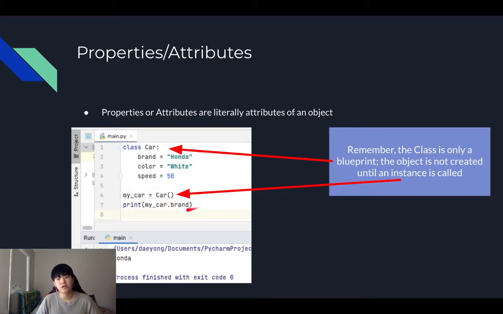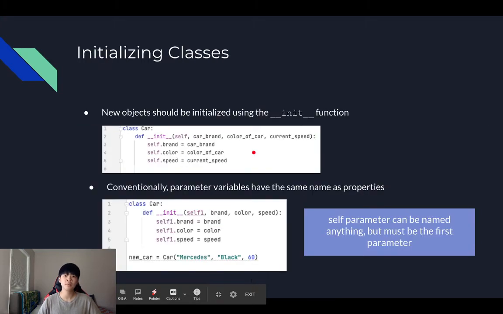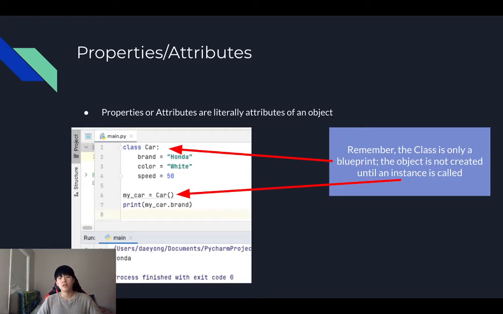And when I do my car.brand, this refers to that property of that car, which is a Honda. So here it prints Honda. Now, initializing. This is useful when you're thinking back here. So this is hard coded in.